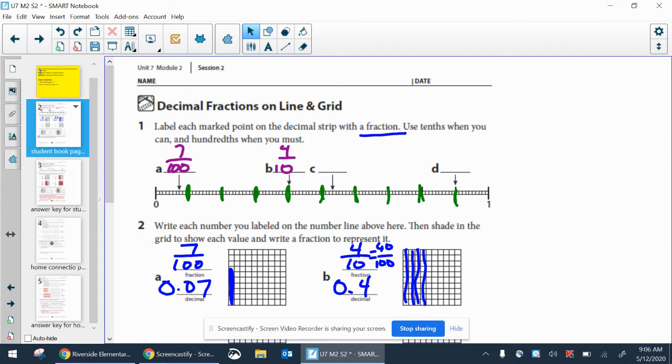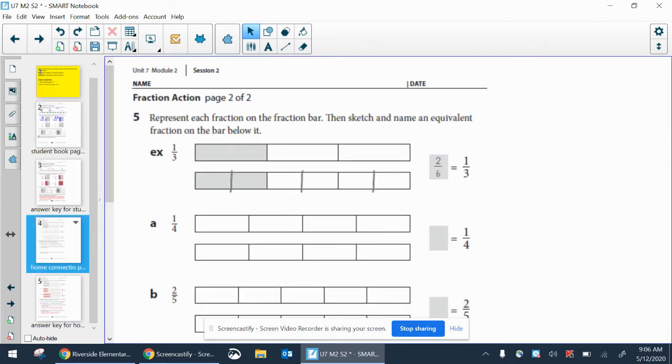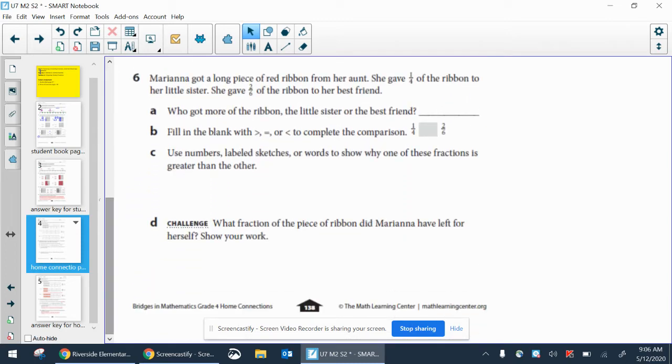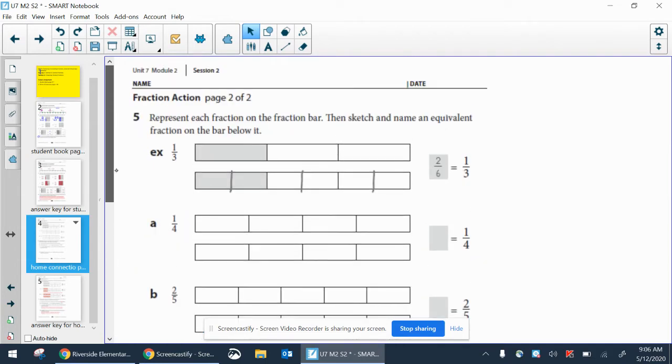Now today, you also have a Home Connections page. If we scroll down to the bottom, right here, look, this tells you it's a Home Connections page, and it's 138. Let's get started with looking at it. We'll talk about it for a bit, and then you'll have the time you need to finish it.